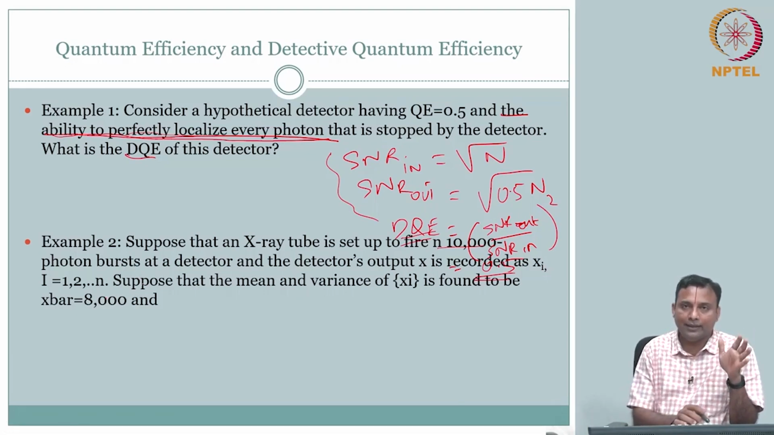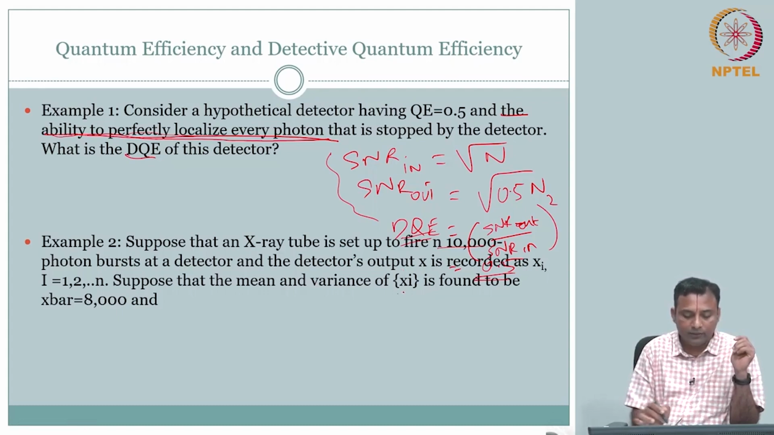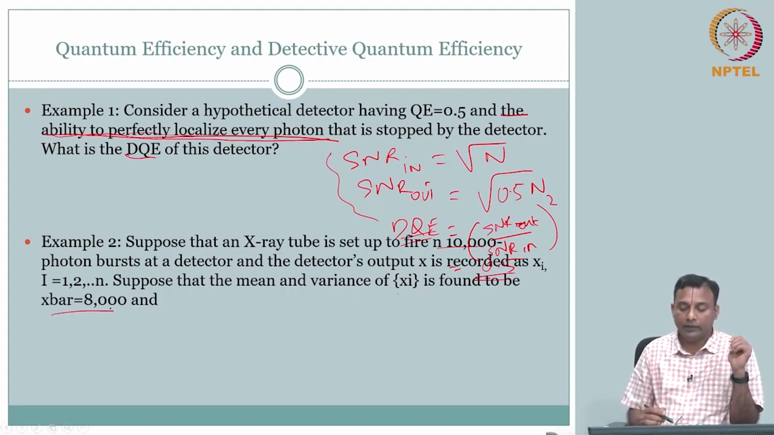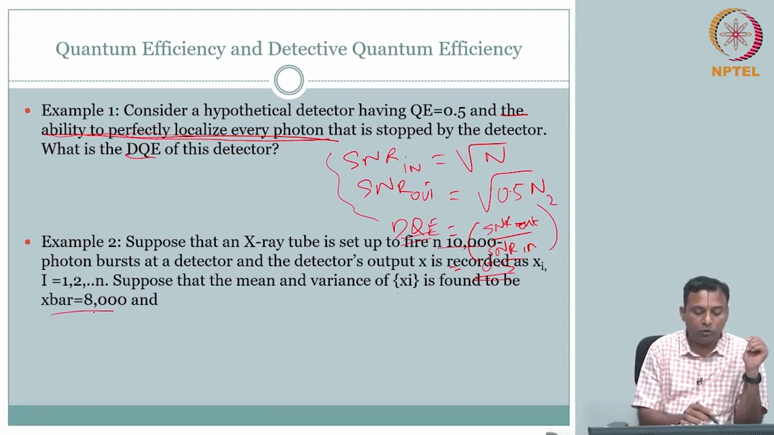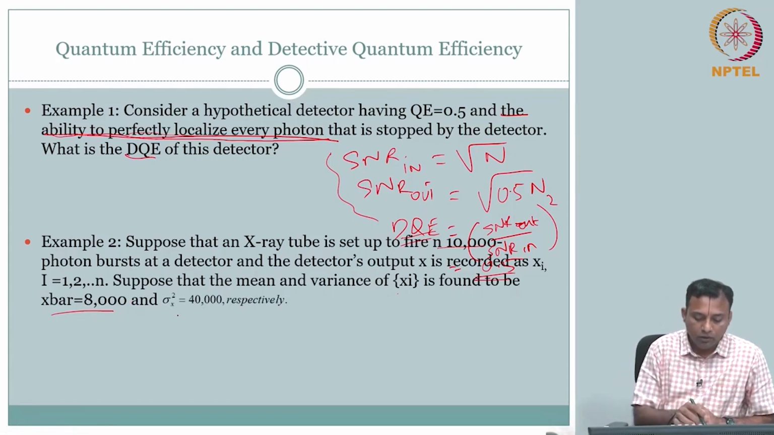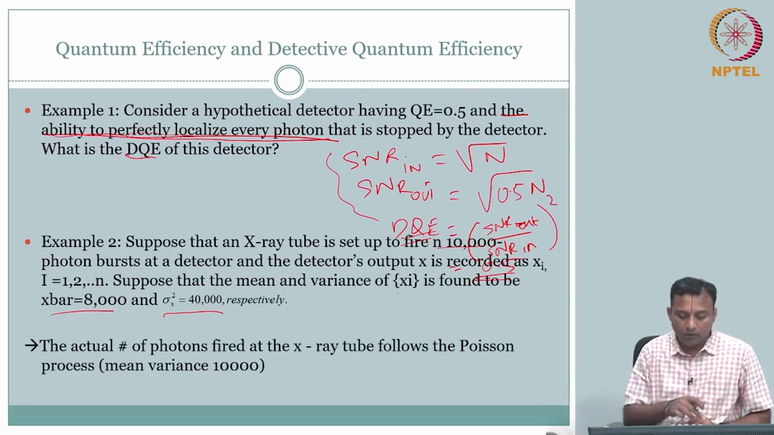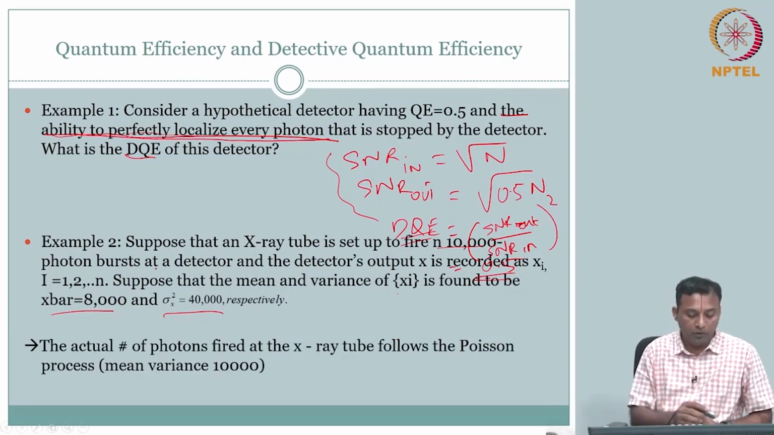Now this measurement X that you have measured, the output, has a mean and variance found to be X bar equal to 8,000 and variance to be 40,000. Now the question is, same thing, how do you calculate the signal to noise ratio? So DQE, how do you get the DQE?